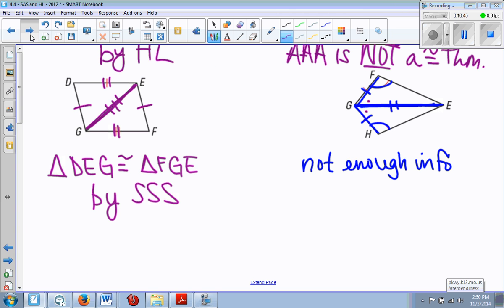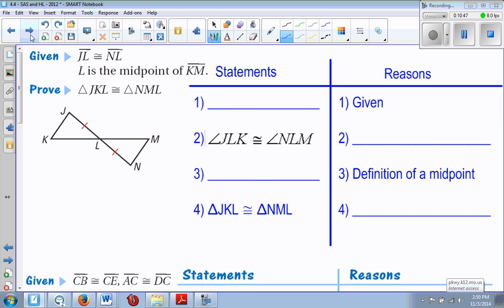Flipping on the back, we're going to talk about a bunch of different proofs. A couple of them are fill in the blank. A couple of them are totally your responsibility to do. So remember, anytime we start a proof, the first thing we do is throw our given in.